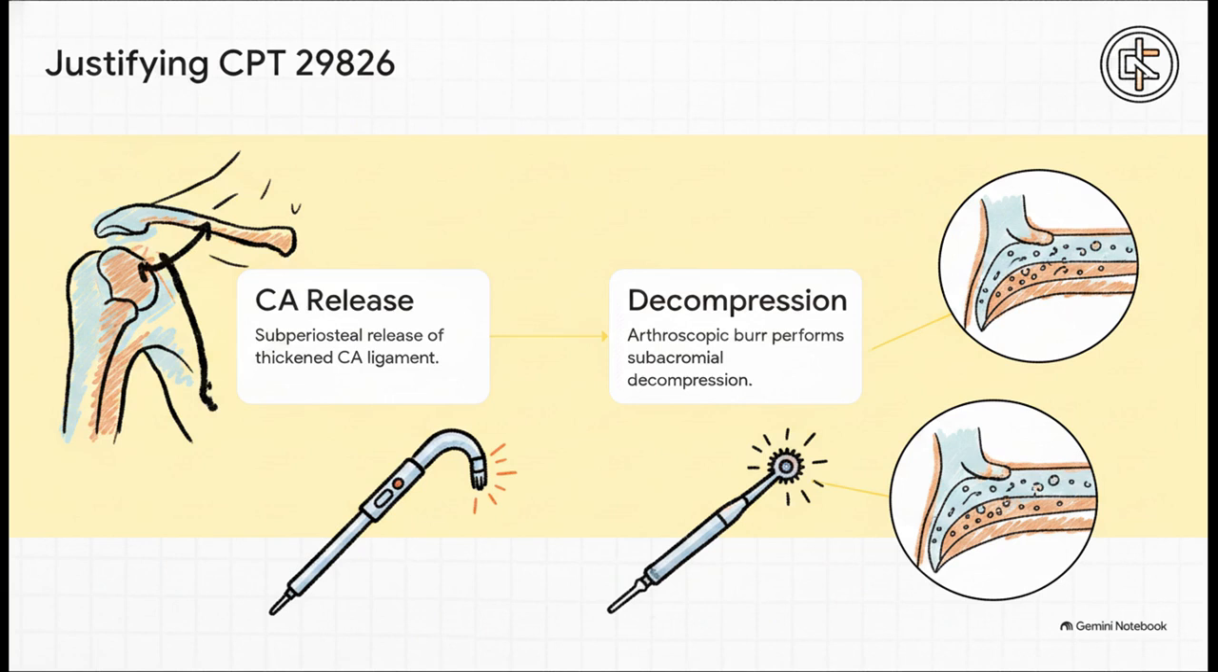Let's put this into practice with a real-world scenario. Look at this operative report for a 68-year-old female patient with chronic impingement. The surgeon detailed two absolutely key steps. First, an arthrocare wand was used to subperiosteally release a thickened CA ligament. Second, an arthroscopic burr was used to perform a subacromial decompression. Because the surgeon explicitly documented both the release of the CA ligament and the subsequent subacromial decompression, we can confidently, without a doubt, code 29826.